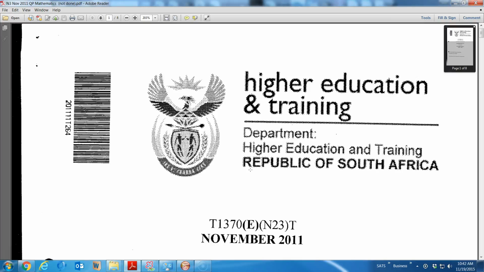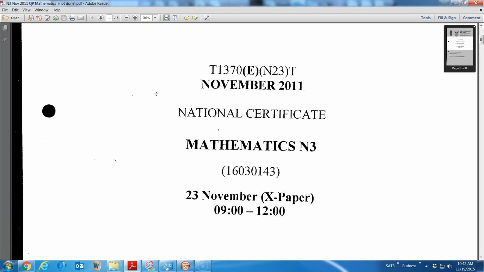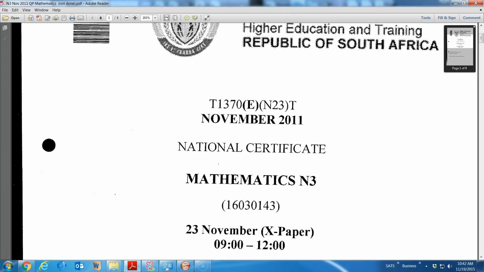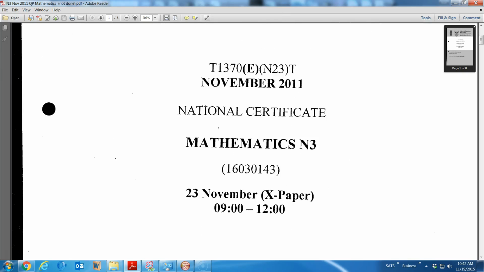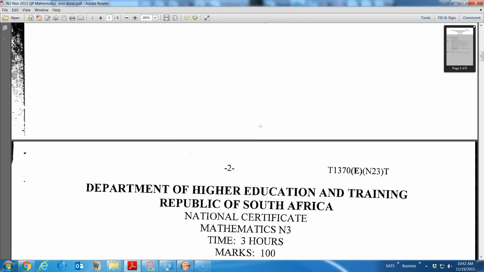I'm just going to be doing an N3 exam. This is a South African mathematics paper for technical colleges. The people who want to be electricians, eventually maybe even engineers, mechanics, fitters and turners will all have to do this exam if they want to go up to N3 level. This exam was written on 23rd November 2011. Mathematics N3, Department of Education, South Africa.